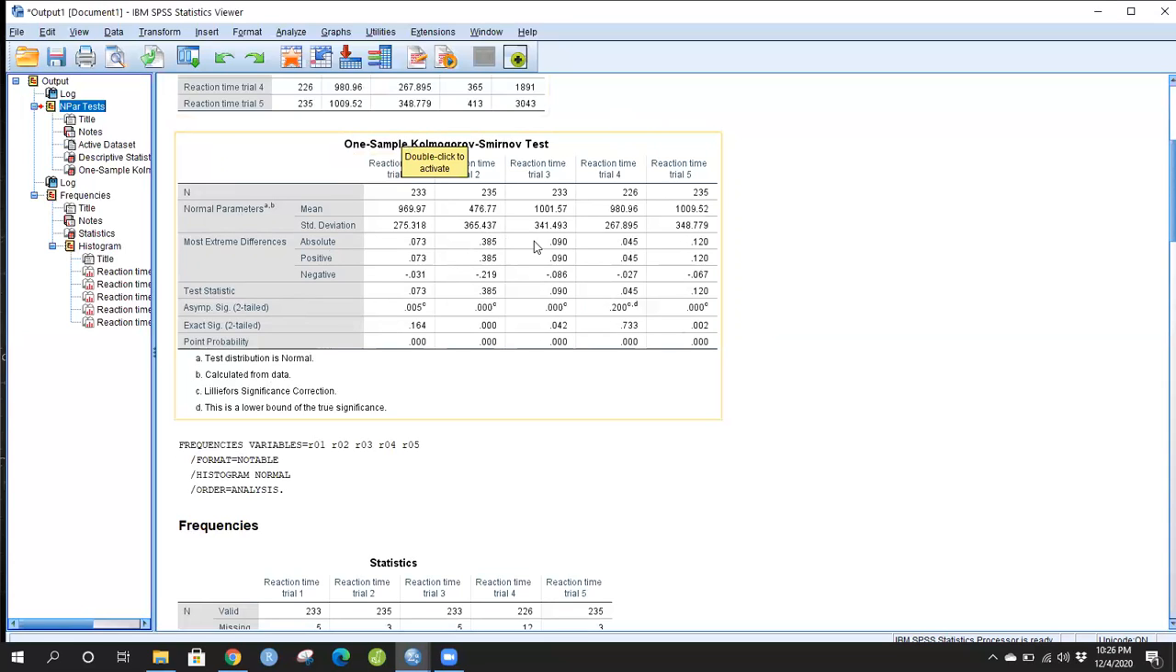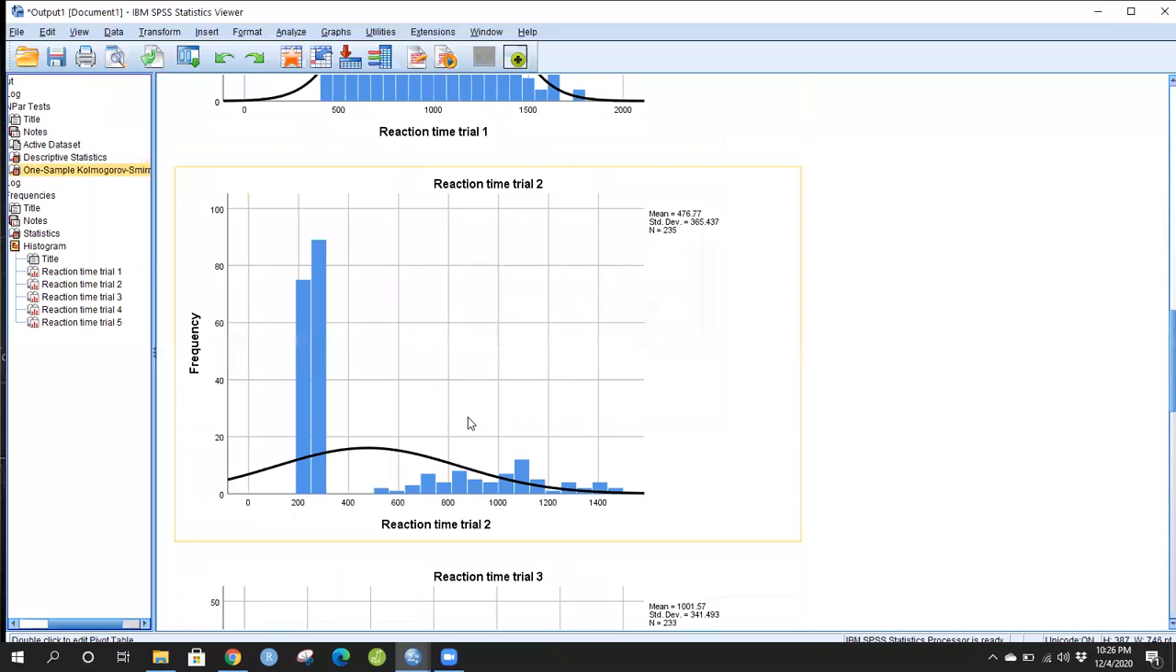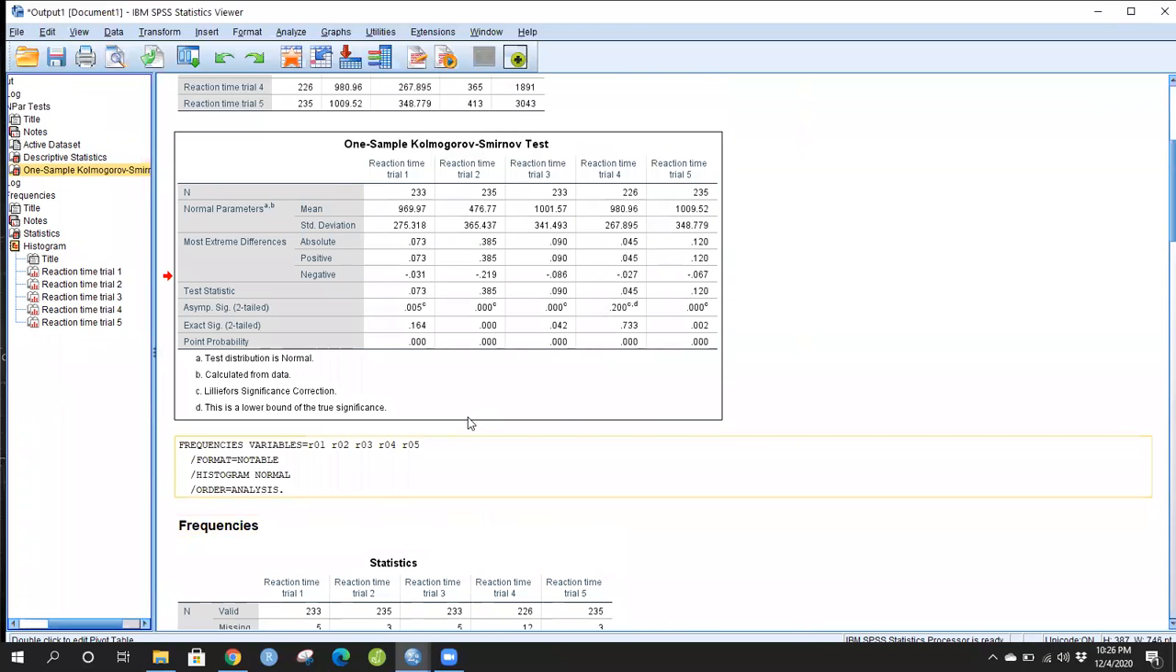So we see that it is the highest for reaction time 2, followed by 5, and then 3, 1, and then 4. So I think by now we are having a good idea that the lowest ones are 4 and 1. And these were the ones whose histogram also appeared to be normally distributed. So we are going in sync.